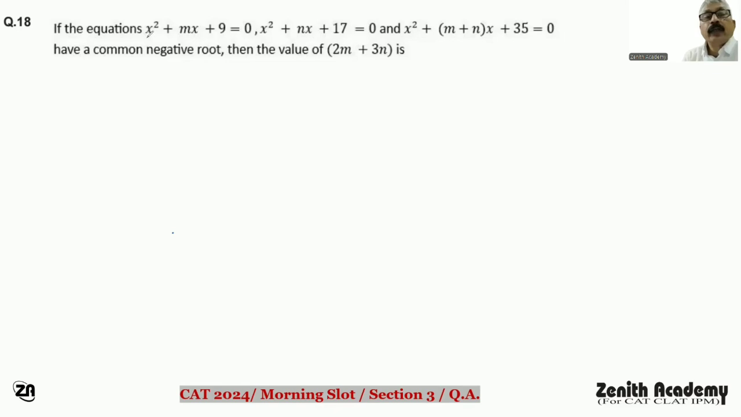The equations x square plus mx plus 9 equal to 0, x square plus nx plus 17 equal to 0, and x square plus (m plus n)x plus 35 equal to 0 have a common negative root. Then the value of 2m plus 3n is 8. So let alpha be a common root. Alpha is a common root, so alpha will satisfy all these three given equations. Let us take the first one, x square plus mx.